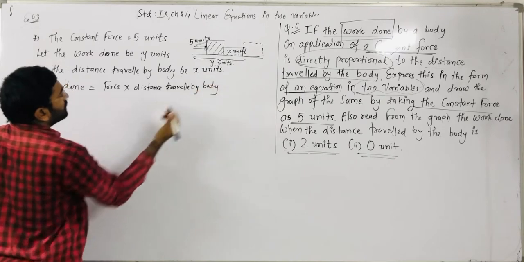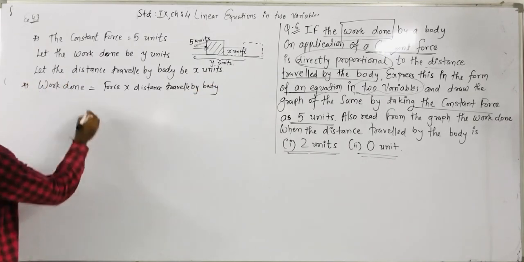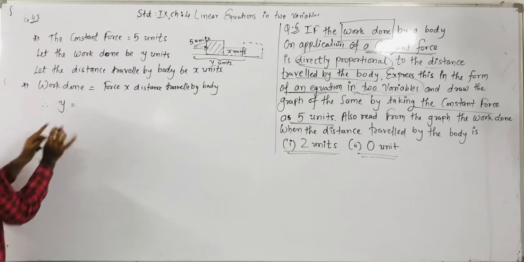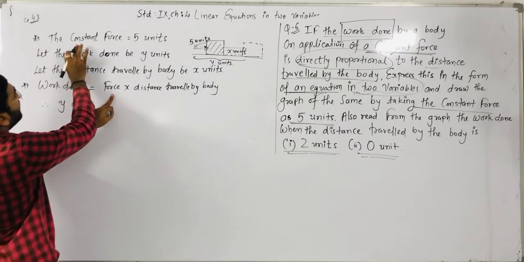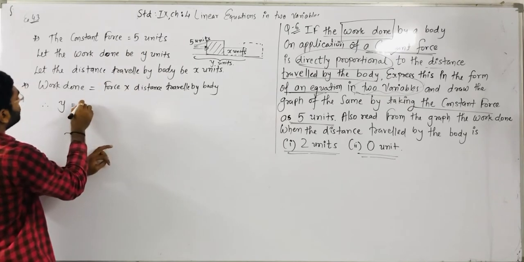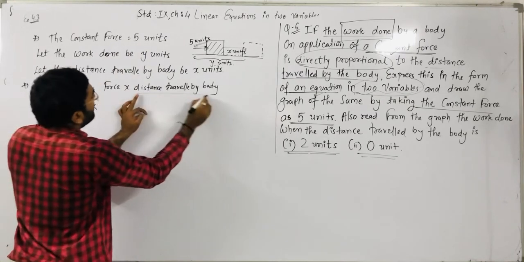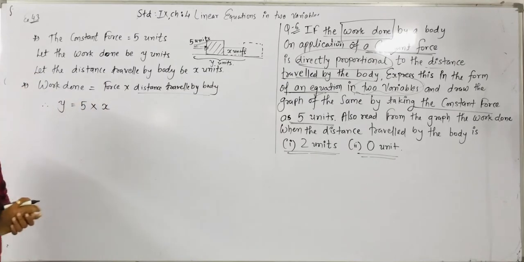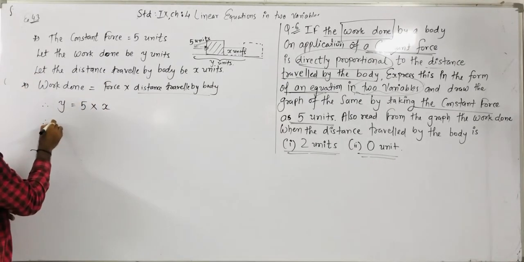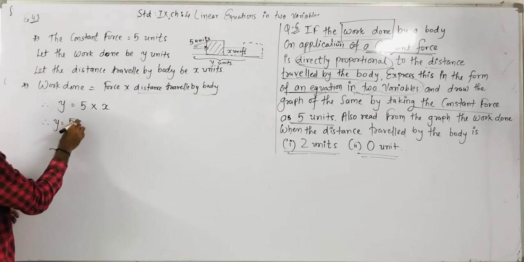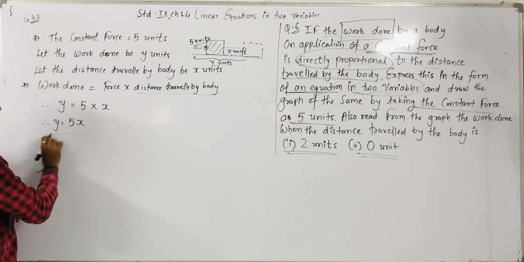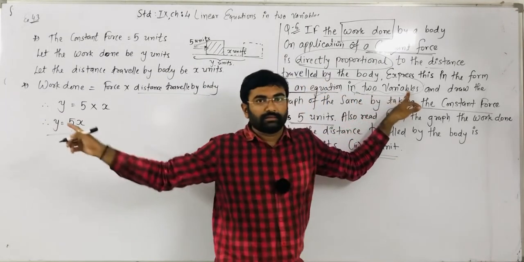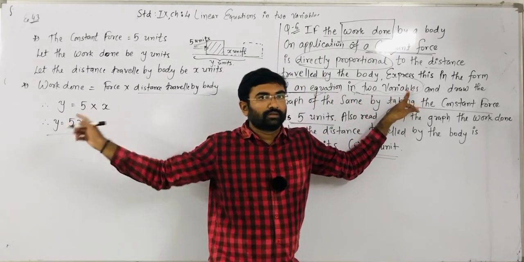Right? Or you can write displacement. Okay, so for the work done, we assume it is y unit. Force, how much force do we apply? We apply the 5 unit force into distance traveled by body. So how much distance is traveled by the body? It is x unit. Right? So we get y is equal to what? 5x. Right? So this is the equation. This is the equation in two variables. Okay, equation in two variables.